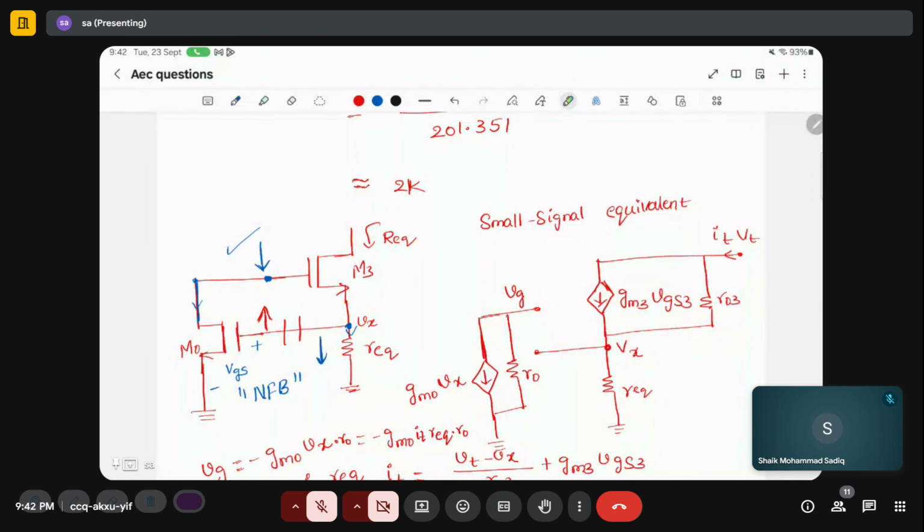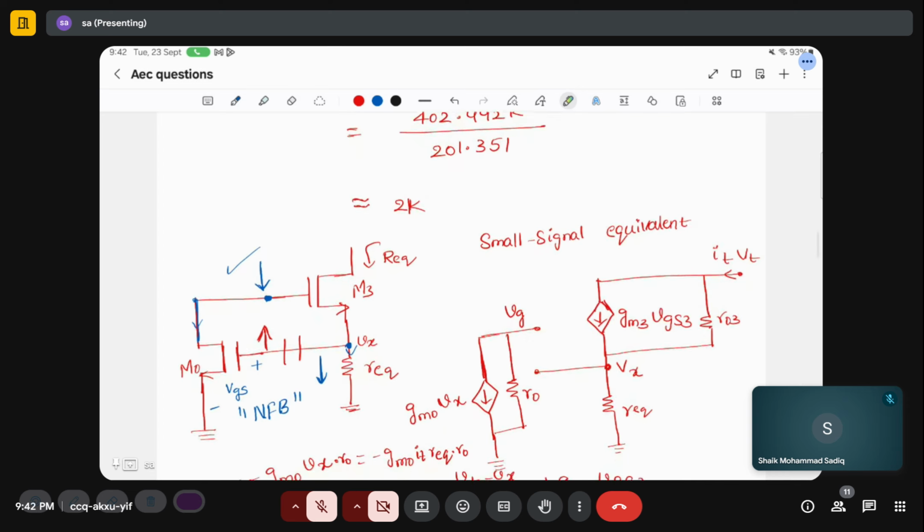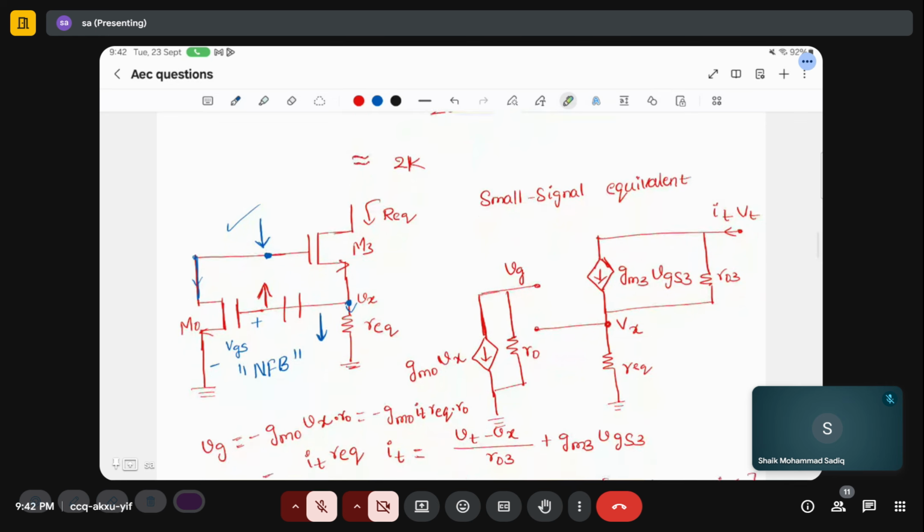Okay. So is this forming a cascode configuration, because common gate and common drain? Yes, it is a cascode actually.